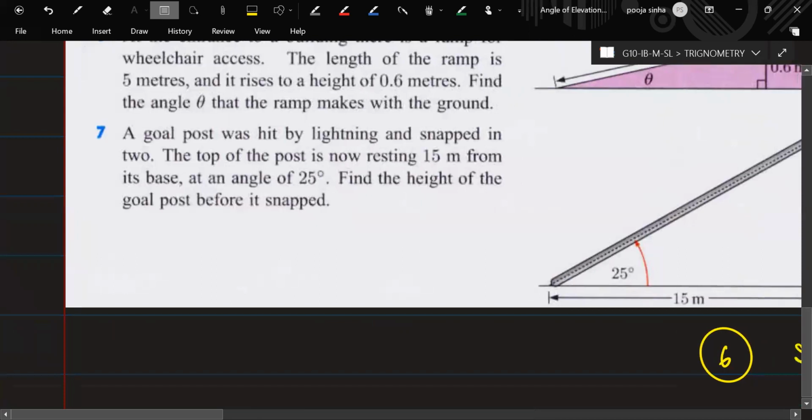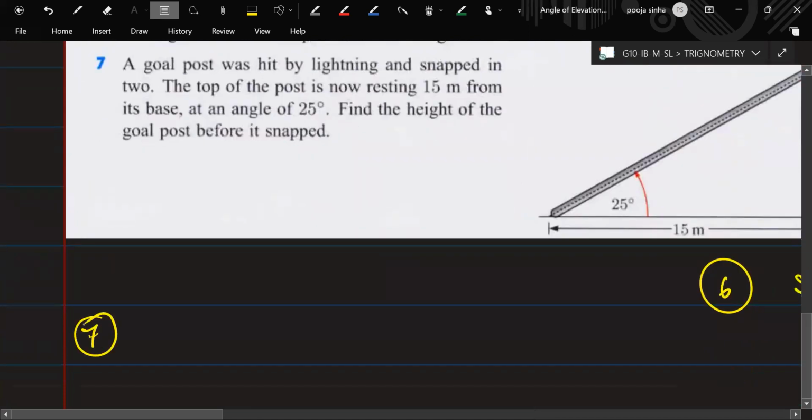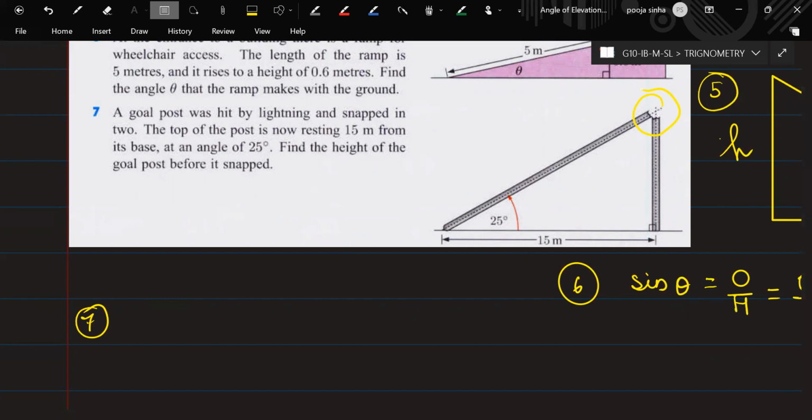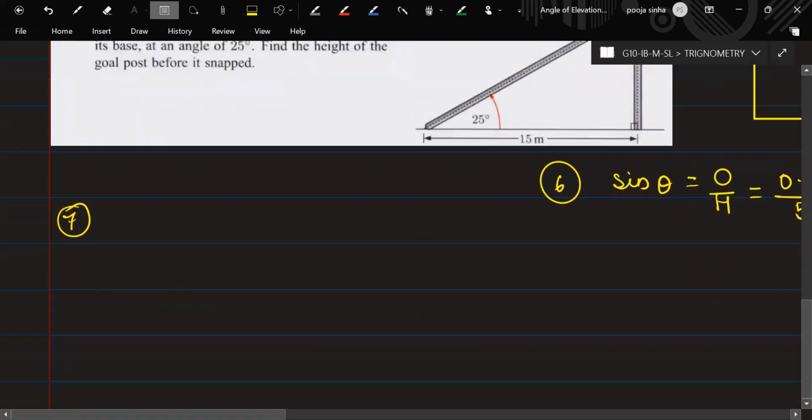Last question for the day. A goalpost was hit by lightning and snapped in two. The top of the post is now resting 15 meters from its base at an angle of 25 degrees. Find the height of the goalpost before it snapped. Here, see this has got snapped here? The diagram is given. Here we can use tan, but did you understand what happens in this case?